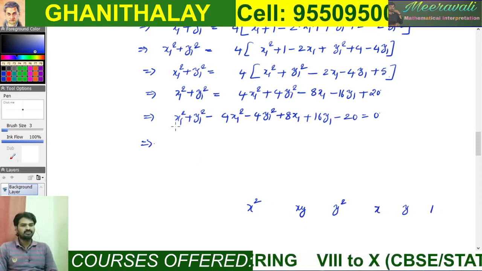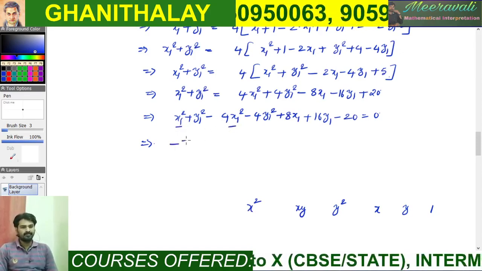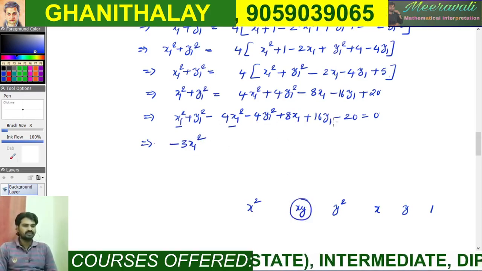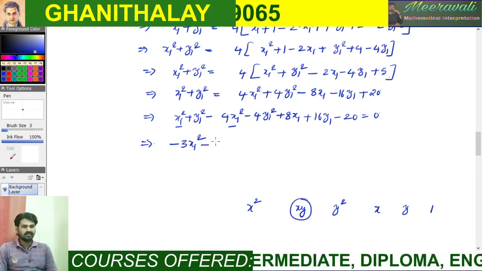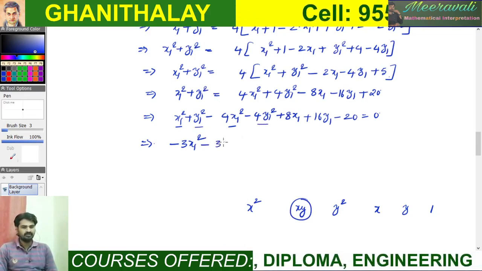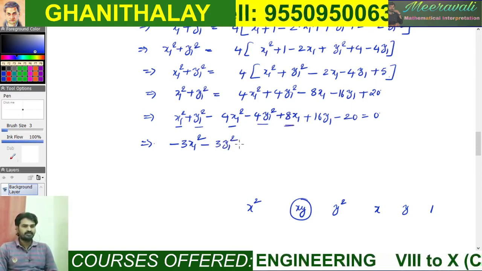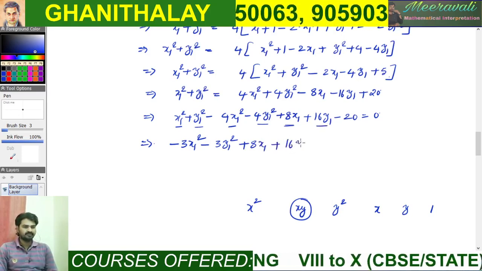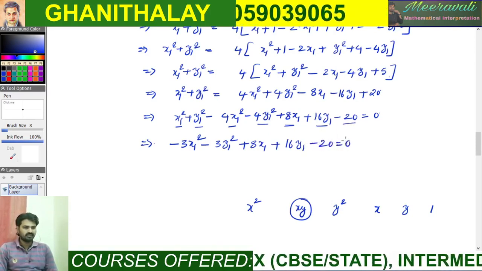So first you have to observe the x1 squares. So 1x1 square minus 4x1 square, that is minus 3x1 square. Next you have to write the x into y term. There is no x into y term in this one. Now you will go for y square terms, that is y1 square minus 4y1 square, that is minus 3y1 square. Next go to x terms, that is plus 8x1, next one plus 16y1, next the constant term finally, that is only minus 20, is equal to 0.